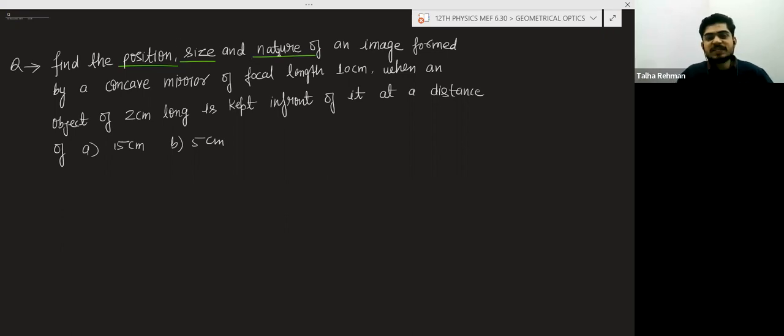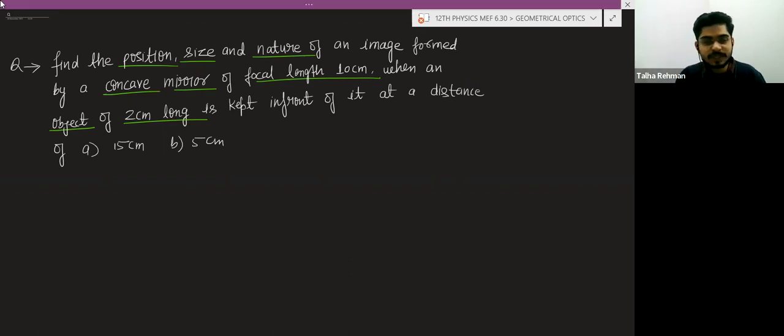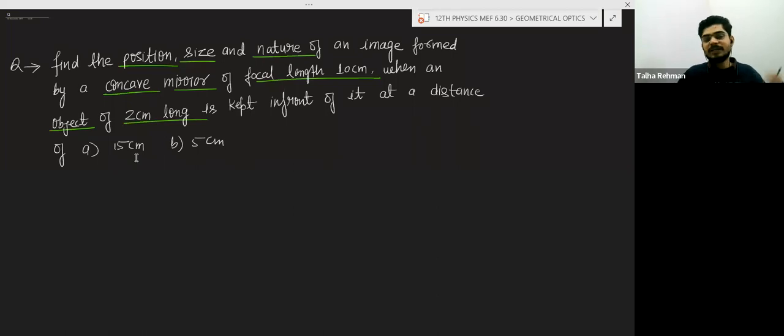Find the position, size and nature of an image formed by a concave mirror of focal length 10 centimeter, when an object 2 centimeter long is kept in front of it at a distance of A, 15 centimeter. First we are placing the object at a distance of 15 centimeter, then we are placing the object at a distance of 5 centimeter.